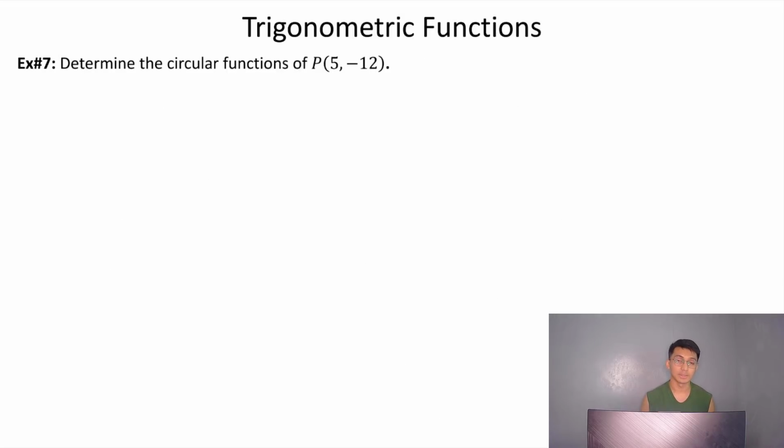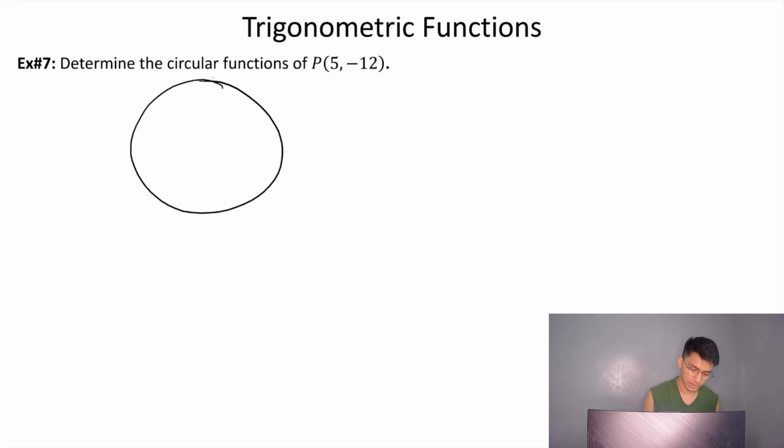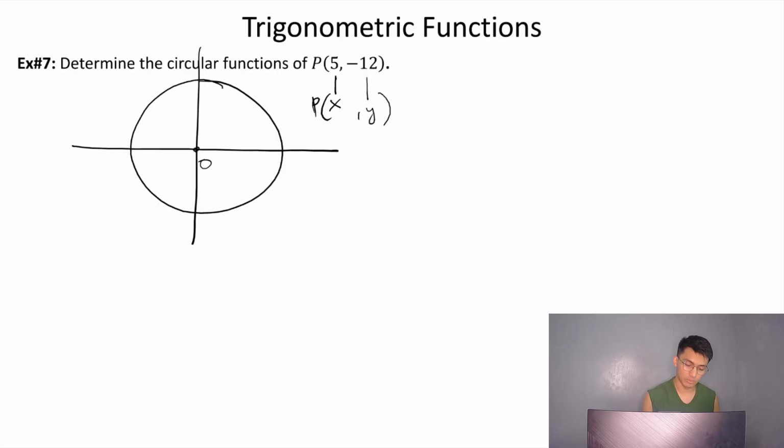So, determine the circular functions. Yung circular functions na yan yung values ng trigonometric function of the coordinate 5 and negative 12. So, before finding the functions or the value of the functions, we should know first kung nasaang quadrant ba ito ng unit circle natin. So, let's draw the circle. The origin O. Alam na natin na itong 5 is the X. And itong negative 12 is the Y.